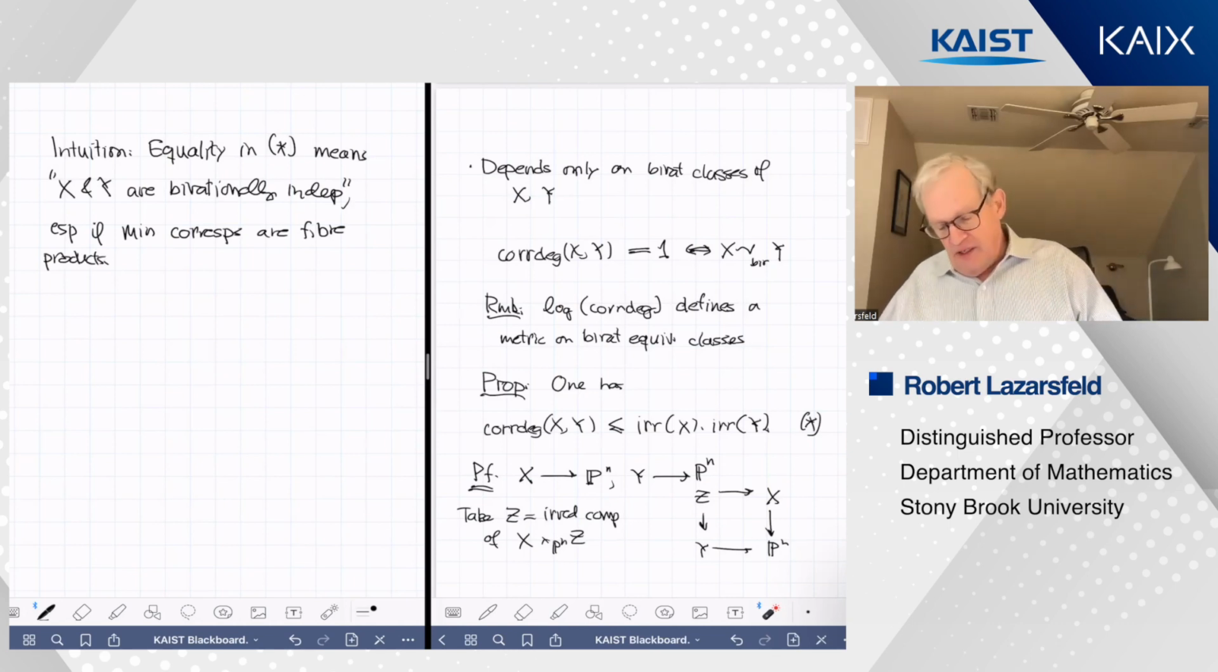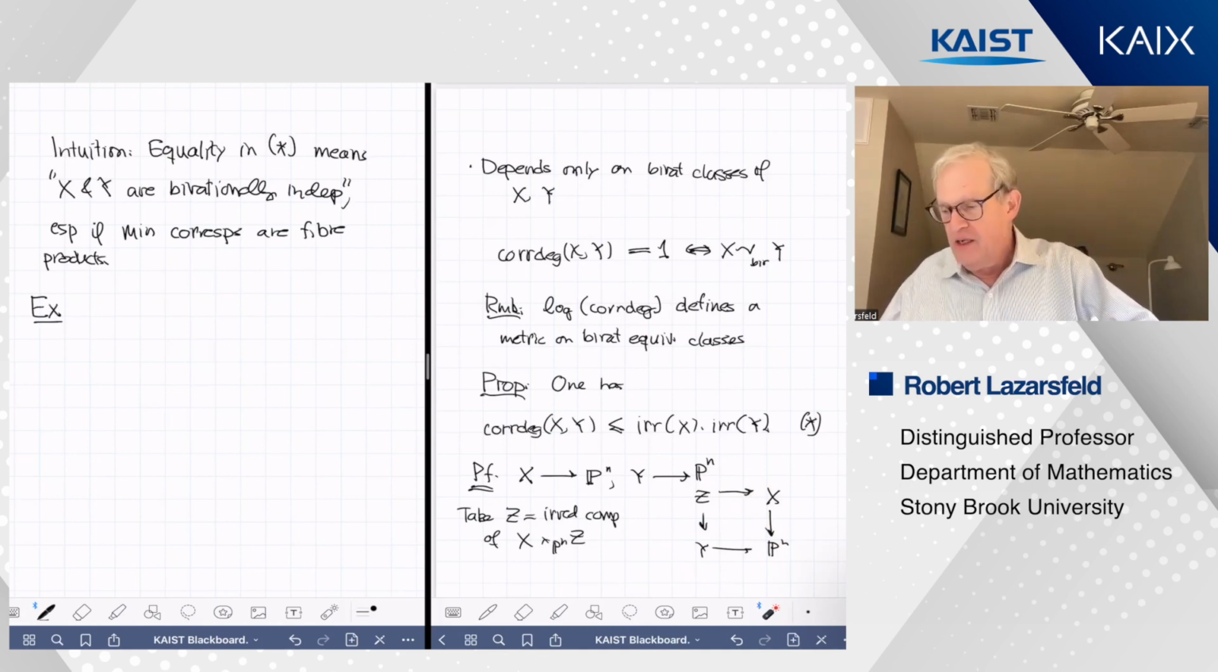So the intuition then is that if this correspondence degree is computed by this construction, and that's kind of the smallest correspondences you can get between x and y, that somehow is pointing in the direction of x and y being birationally independent.